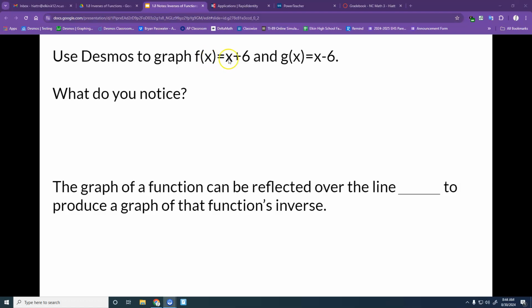I want everybody to graph f of x = x + 6 and g of x = x - 6. Okay, so graph those two on Desmos. I'm watching you, so I can see if you're doing what you're supposed to. You've got Desmos up, but there's no lines yet.